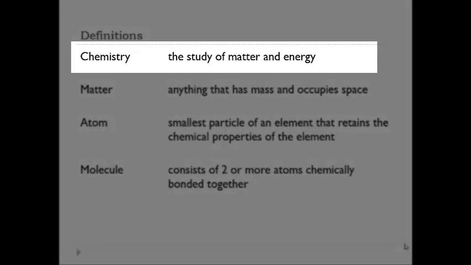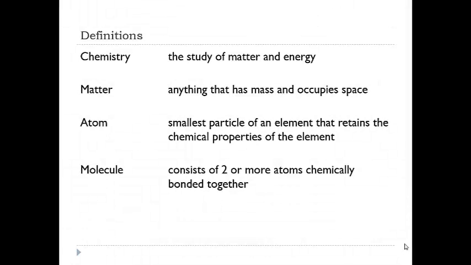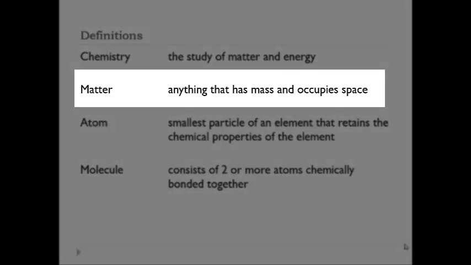So, chemistry. Chemistry is the study of matter and energy. And we need both of those things together because in order for anything to happen to matter, there has to be energy involved. Matter we're going to define as anything that has mass and occupies space.